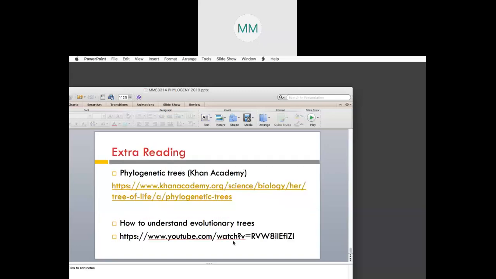If you want extra reading, you can look at this phylogenetic tree and how to understand evolutionary trees. You can refer to this YouTube video. It's very helpful. Basically, that's all for my class today, unless you want to move to the evolution slide. If you're happy to go ahead, I am happy to continue, and then our class will be completely finished. We only have a classroom industry next week. So what do you think?